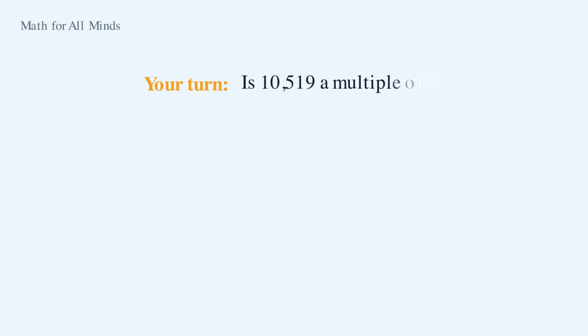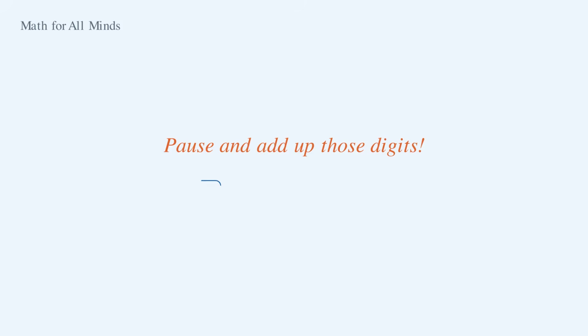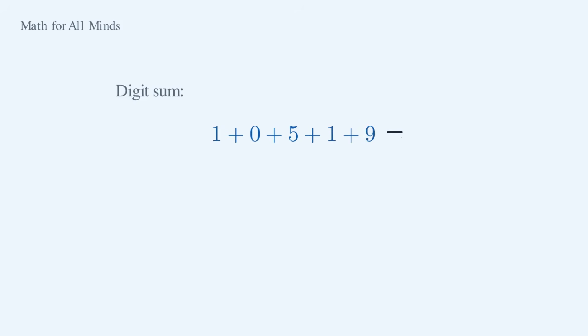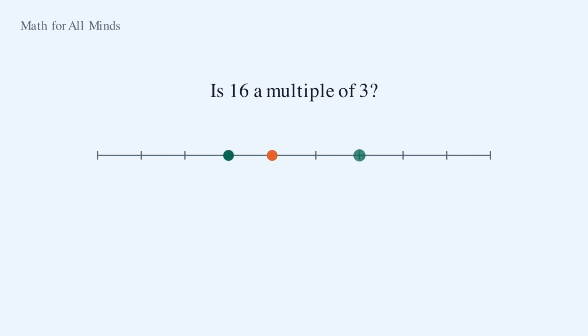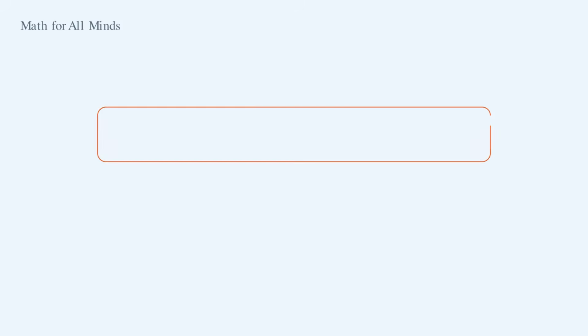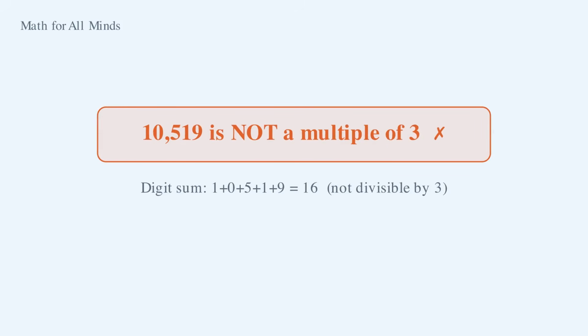Try one yourself before I show you. Is 10,519 a multiple of 3? Pause and add up those digits. The digit sum is 1 plus 0 plus 5 plus 1 plus 9, which is 16. Is 16 a multiple of 3? No, 15 is and 18 is, but 16 sits between them. So 10,519 is not a multiple of 3.